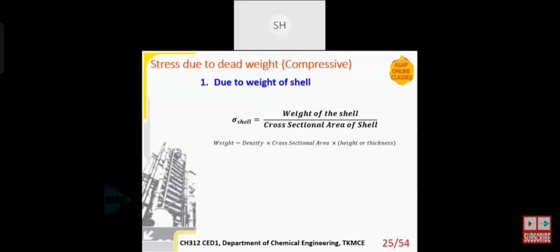Weight is density into cross-sectional area into height, rho into V. So for sigma shell, you will be getting pi by 4 into dO square minus dI square. When you substitute the terms, you will be getting sigma shell is rho shell, the density of the shell material, into X. X is the height which I mentioned from the top of the column till the point where we are considering at the upwind side. That is, sigma shell is rho shell into X.